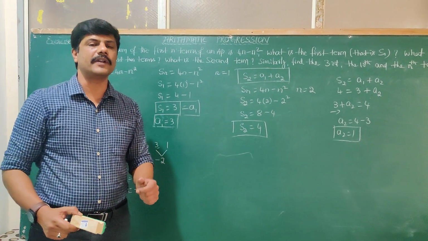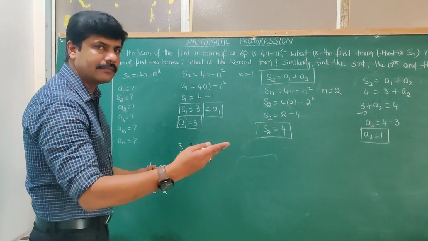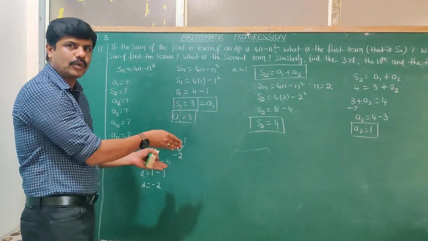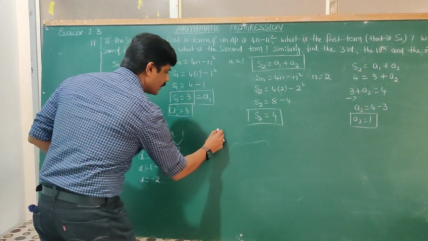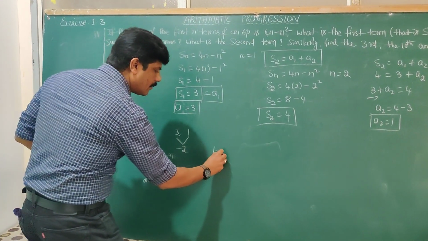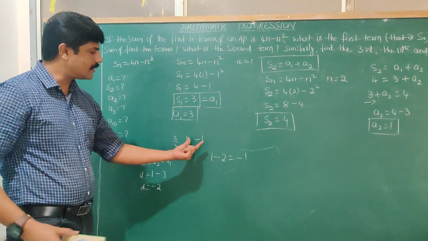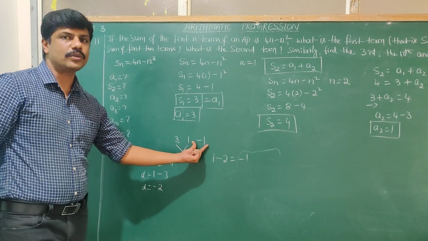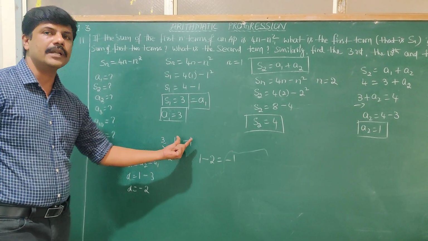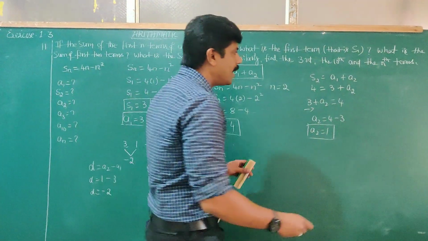We came to know that the common difference is minus 2. Once we get the common difference, then any number of terms of the AP we can form. The third term, just by adding this minus 2, we will get it. Add minus 2 to this particular number: 1 minus 2 is equal to minus 1. Thus, you will get the third term as minus 1. So the third term is minus 1. You can do it in this way, or you can do it by this formula also.